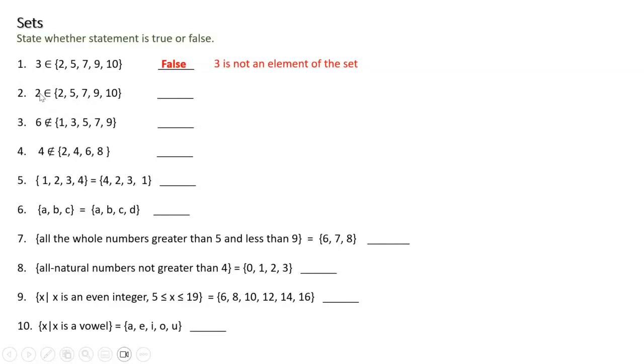Number 2. 2 is an element of the set 2, 5, 7, 9, and 10. This is true because 2 is in the set. Number 3. 6 is not an element of the set containing 1, 3, 5, 7, 9. This is also true because 6 is not in the set. Number 4. 4 is not an element of the set containing 2, 4, 6, 8. This is false because 4 is in the set.